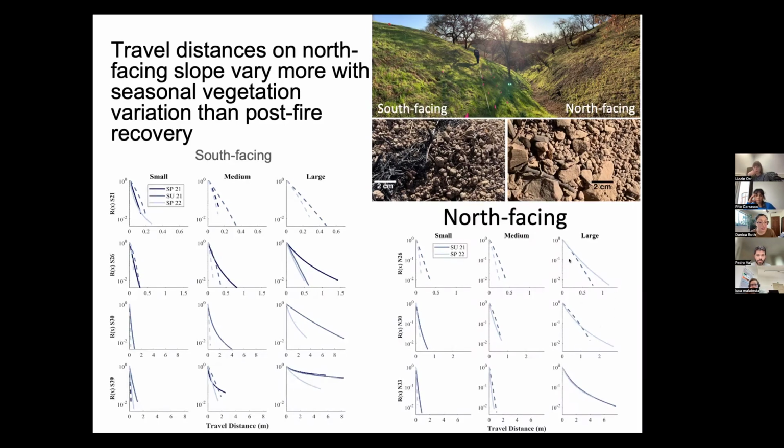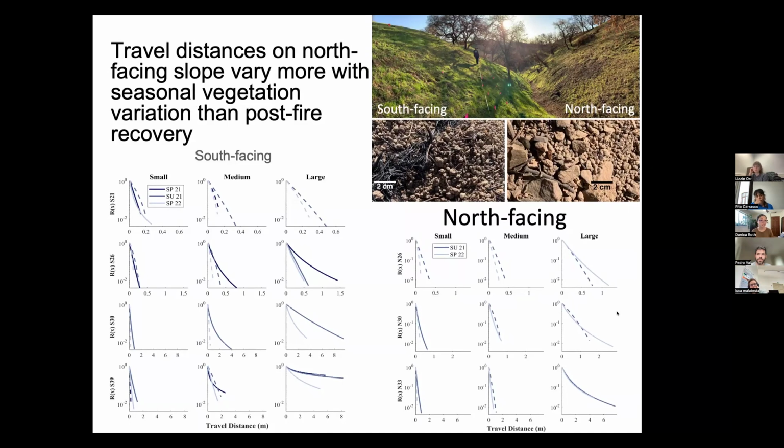at all. There's a couple places where maybe it shows up, but it's unclear enough. And it's going the opposite direction, for example, here where we're seeing a light-tailed distribution in spring of 2020 and going to a heavy-tailed distribution the next year. So at this site, we suspect that the seasonal variation in vegetation is really what's controlling travel distances.